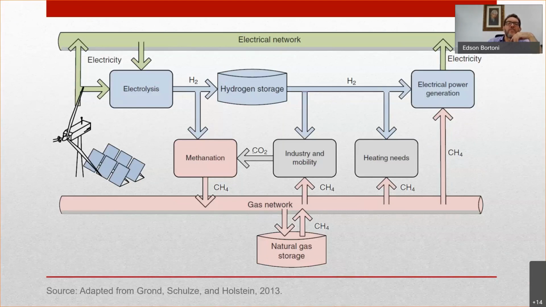Now you can have methane here with the hydrogen and the carbon here, the oxygen. So you have a synthetic natural gas here. You can store the natural gas, or you can use the natural gas in the industry, or in heating, or creating electricity again. So this is the future.